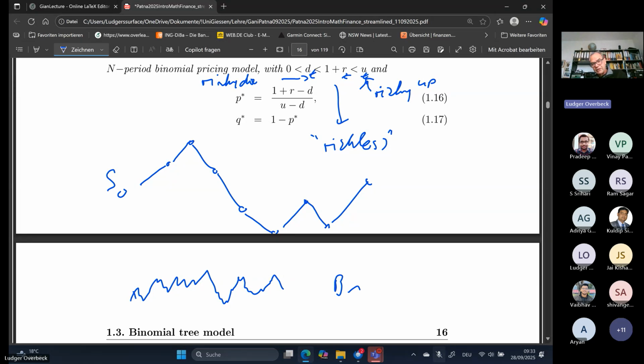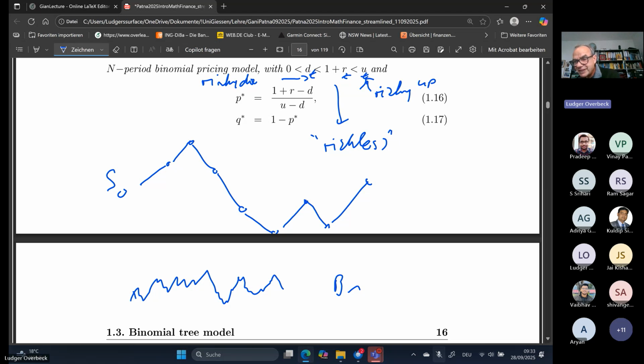Of course, you can also look at other discrete time models, where we will also have a short overview. But then the conditions on this P star become, of course, more involved. You have P1, P2, P3, and you need this to become a martingale.